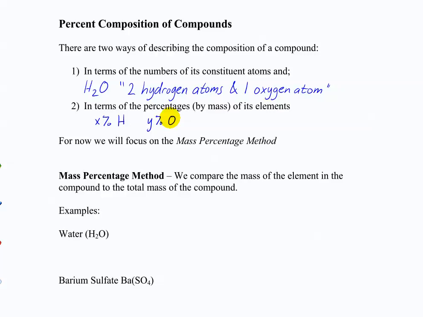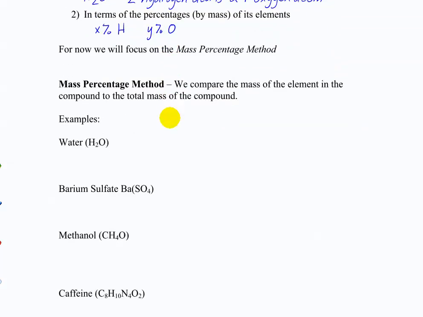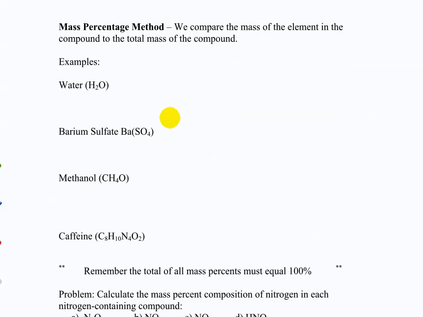And so what we're going to focus on now is figuring out, first of all, what that means and how to convert between them. So no matter which one we have, we can get the other one if that's what we need for our intended purpose. All right, so let's talk about mass percentage. I want you to calculate the percent by mass of hydrogen and oxygen in water. How would you do that? Any ideas?